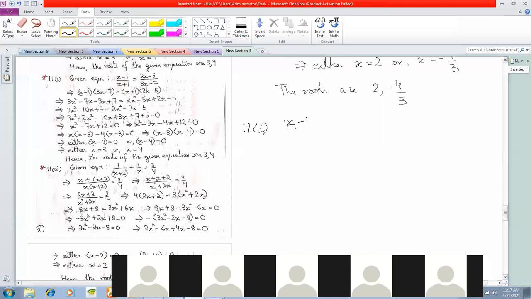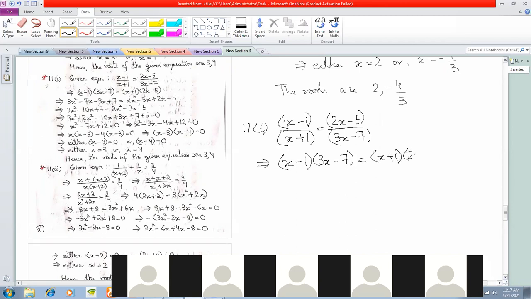Equation given here is x minus 1 by x plus 1 is equal to 2x minus 5 divided by 3x minus 7. Okay, now better to put all this within brackets so that when we are multiplying, we can use these brackets. Cross multiply. You get x minus 1 into 3x minus 7 is equal to x plus 1 into 2x minus 5. And once you have cross multiplied, you start multiplying on the left hand side. You get x into 3x to get 3x squared. All of you can multiply, right?